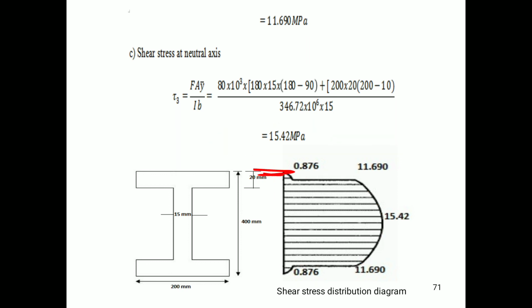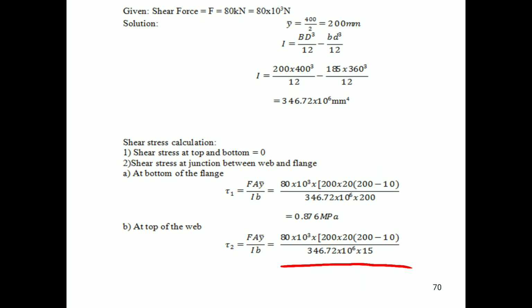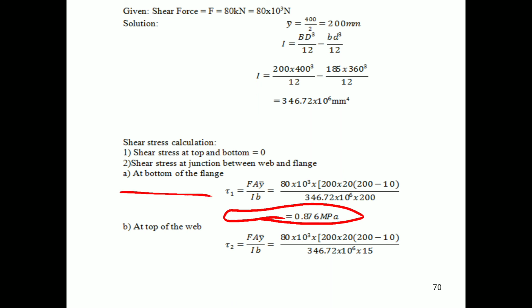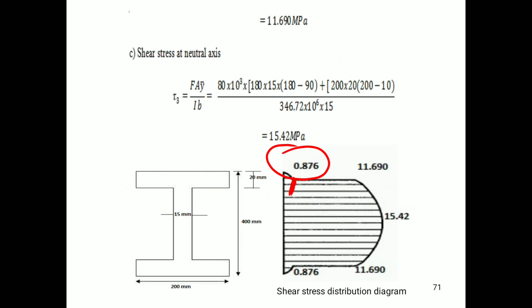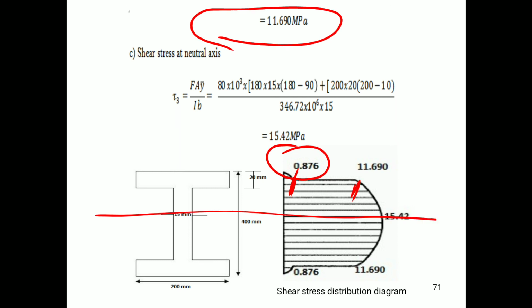It means that at the top the value of shear stress is 0. Now at this point the value of shear stress is 0.876, which is already calculated over here. So 0.876 is the value of shear stress at the bottom of the flange. This 11.690 is the value of shear stress at the top of the web, and this 15.42 is the value of shear stress at the neutral axis.